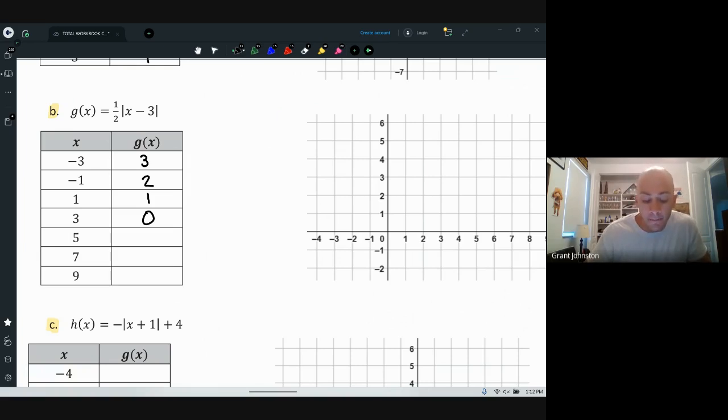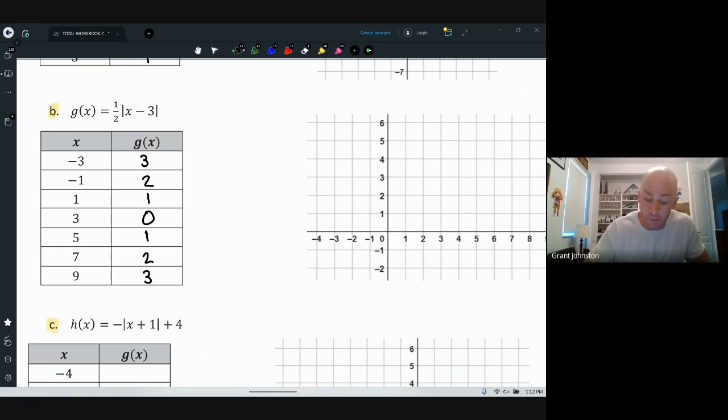Let's put in 5. 5 minus 3 is 2. Absolute value of 2 is 2. 1/2 times 2 is 1. 7. 7 minus 3 is 4. Absolute value of 4 is 4. 1/2 of 4 is 2. Let's use 9. 9 minus 3 is 6. Absolute value of 6 is 6. 1/2 of 6 is 3.